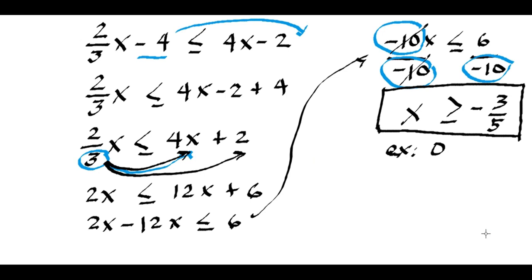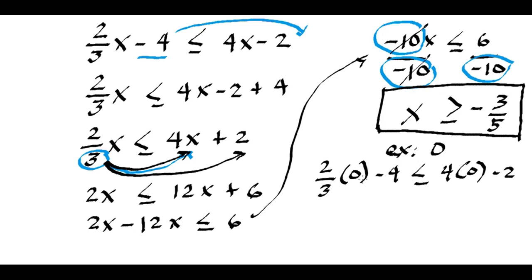So, we will take 0 as our test number. So, 0 yung gagamitin nating test number. Okay, so palitan yung x ng 0. So, that will be 2 over 3 times 0 minus 4 is less than or equal to, less than or equal to kasi yun yung original natin na inequality, 4 times 0 minus 2.